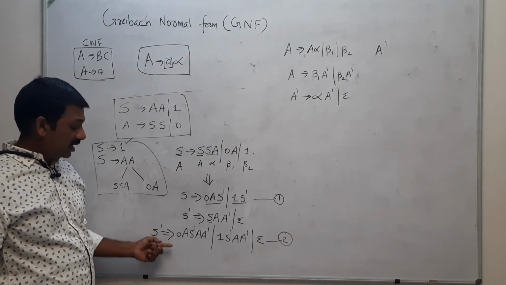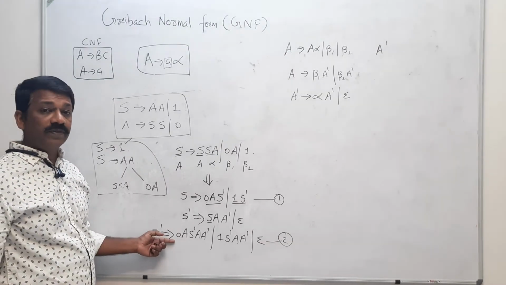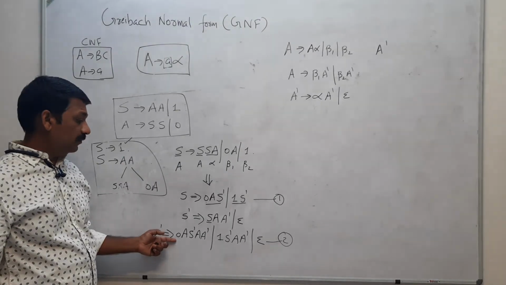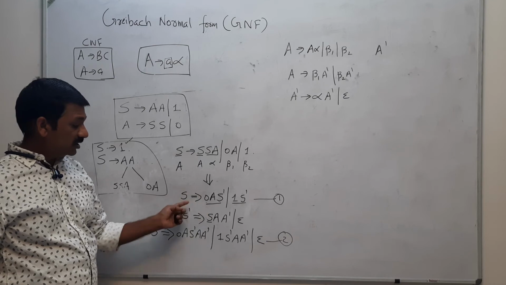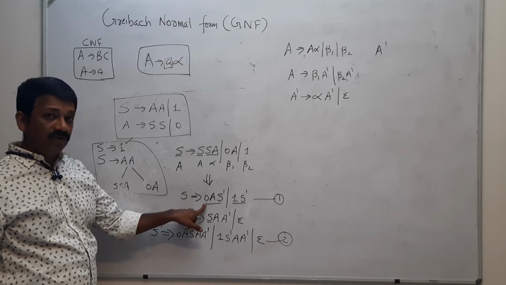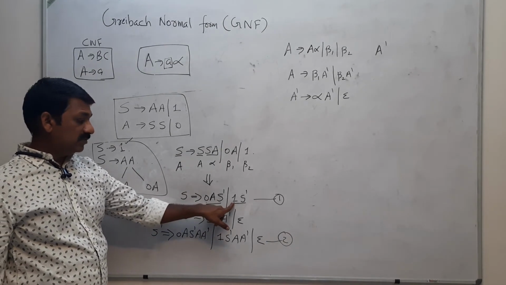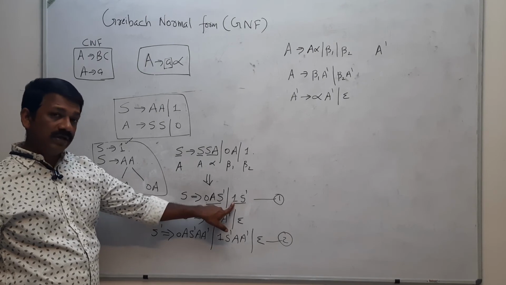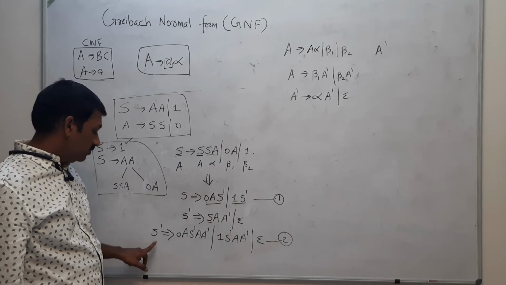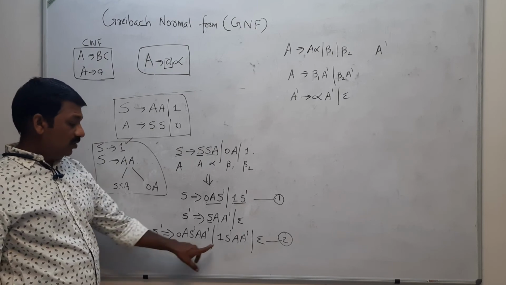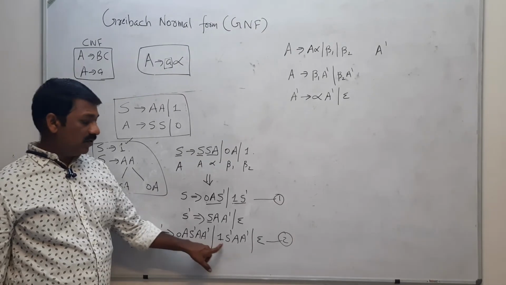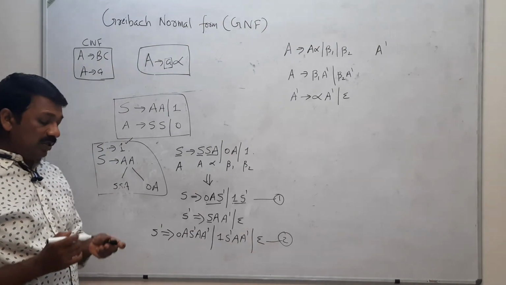That means all these are in which form? Greibach normal form. That means for this S production, for the first production, the first symbol on the right hand side is 0, which is a terminal. Here the first symbol on the right hand side is also a terminal, that is also in Greibach normal form. S dash production, first symbol on the right hand side is 0. Here also the first symbol on the right hand side is 0, and epsilon.